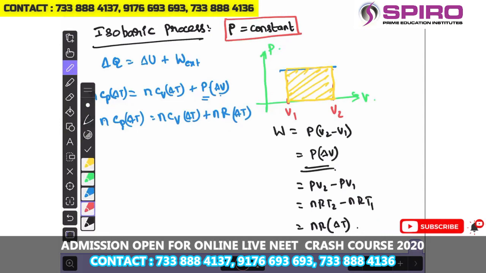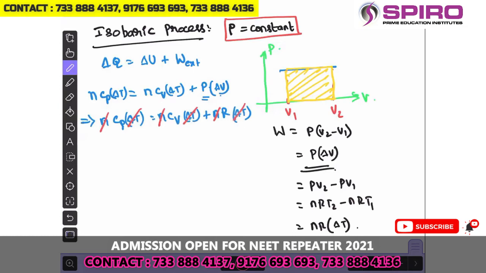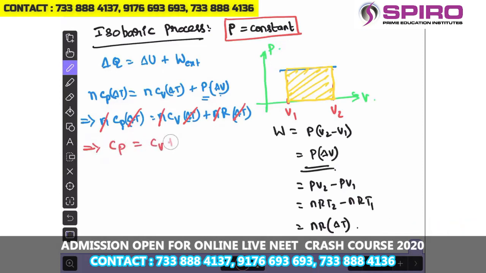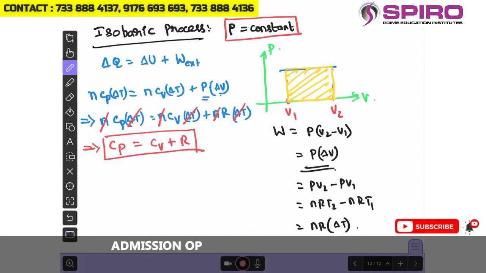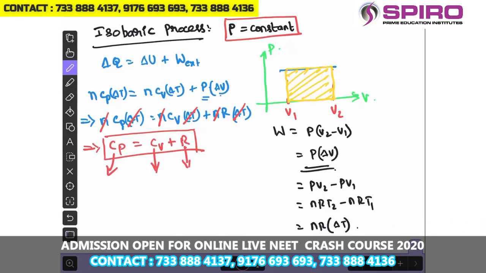Now both sides you simplify it. What do you get? n will be cancelled and delta T also will be cancelled. Then what do you get? Cp is equal to Cv plus R, the Mayer's equation you are getting here. So the Mayer's equation is nothing but the constant pressure process or isobaric process for 1 mole of the gas. Okay. So Cp represents molar specific heat of the gas at constant pressure, and Cv represents molar specific heat of the gas at constant volume, and R represents the work done on 1 mole of the gas. Okay, this is the isobaric process.